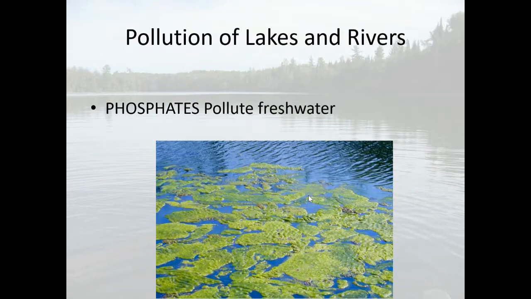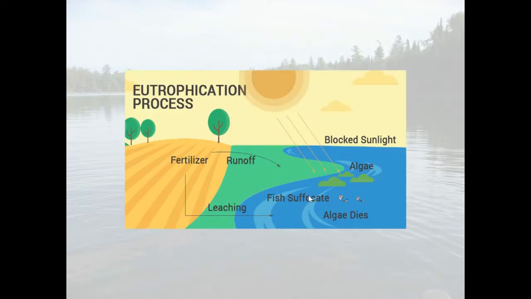But now let's talk about pollution of lakes and rivers. One important thing to know is phosphates, as I mentioned in the video, pollute fresh water. They're what cause algae blooms in fresh water. Here is a picture of eutrophication, by the way.